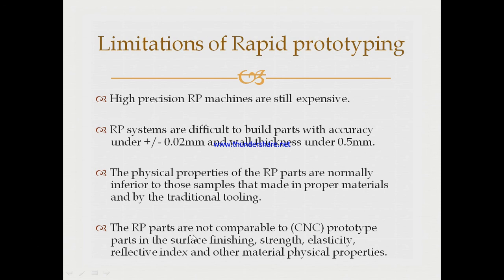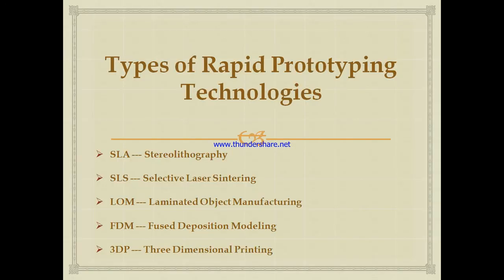RP parts are not comparable to CNC prototype parts in surface finish, strength, elasticity, reflective index, and other physical material properties. Because in the case of CNC, we achieve a high surface finish due to its advanced tooling system. But in rapid prototyping, layer by layer manufacturing cannot give a high surface finish or strength or elasticity, etc. So these are some drawbacks of rapid prototyping techniques.